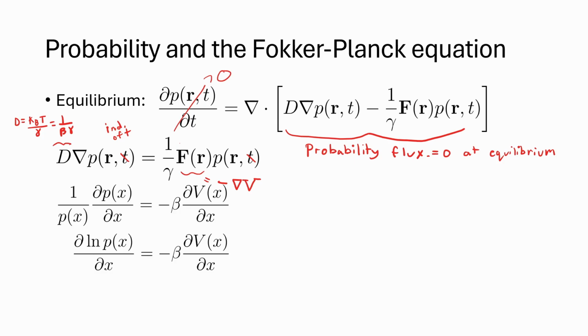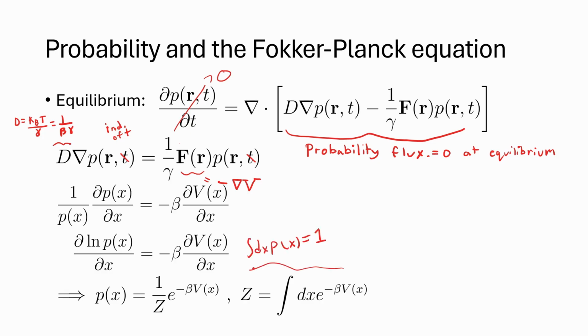So we just integrate both sides of the equation, and we end up with our solution: the probability distribution as a function of x is related to this potential energy. It's normalized by this factor Z, which turns out to be the partition function. And this exponential here is what's known as the Boltzmann factor. If you're familiar with statistical mechanics, we know that this is the Boltzmann distribution.